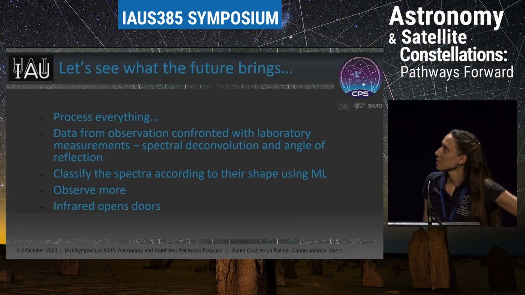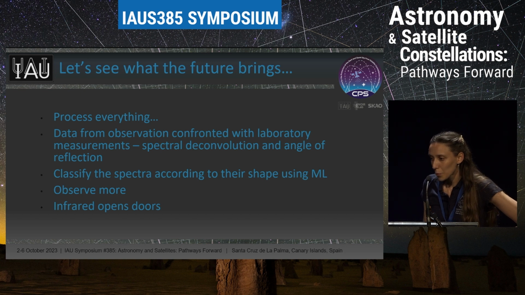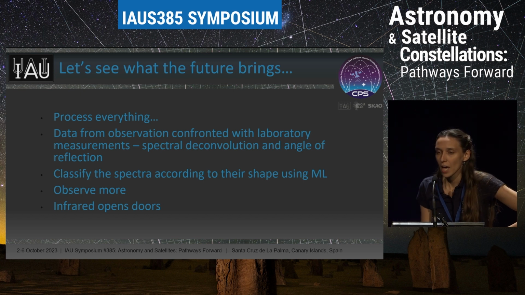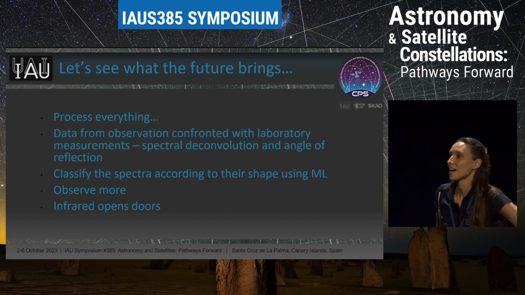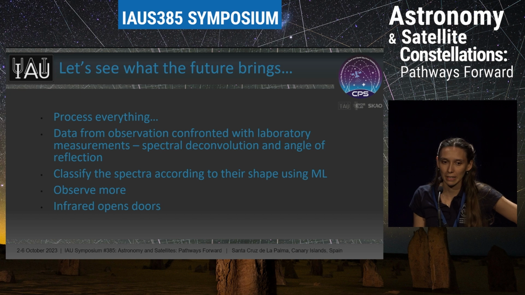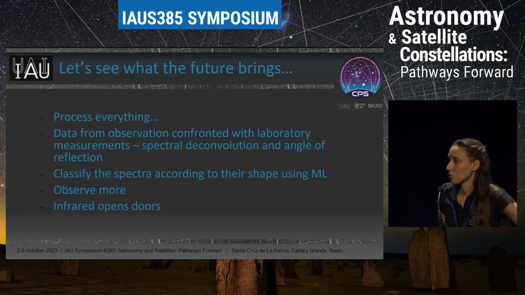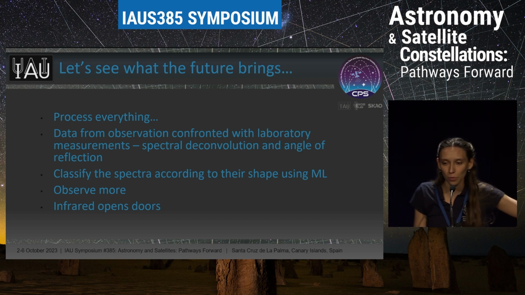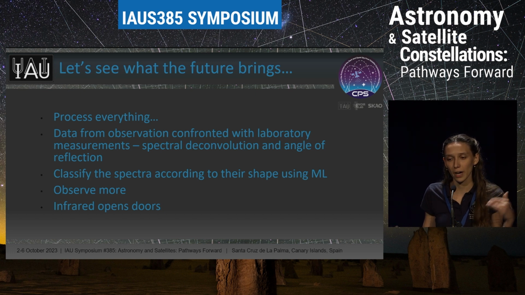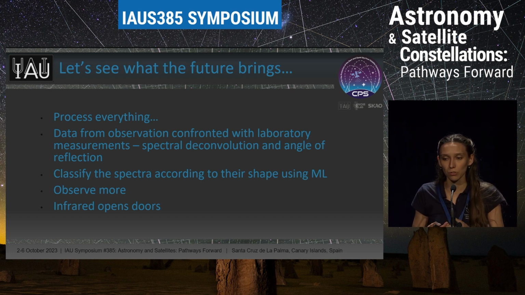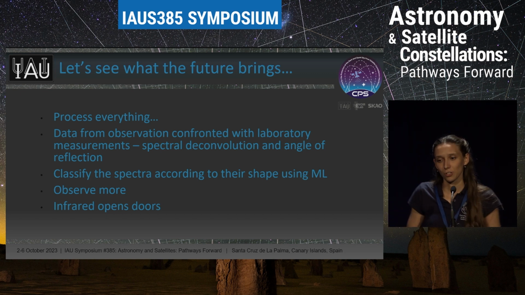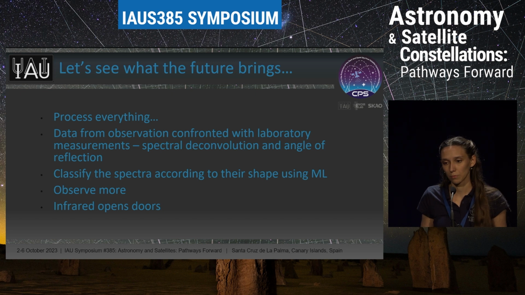All right, so some plans for the future. At the moment, we have a lot of data, a lot of measurements, and we are processing them slowly to make sure that we really account for all the errors, for all the noise and everything. I mean, we have to be very thorough because spectroscopic measurements are not easy. And then we are confronting our observations with laboratory measurements. We have to investigate in more detail the spectra, the convolution, so when you have two different materials represented in one spectrum, and then also the angle of reflection, how that would affect the spectrum and its shape.